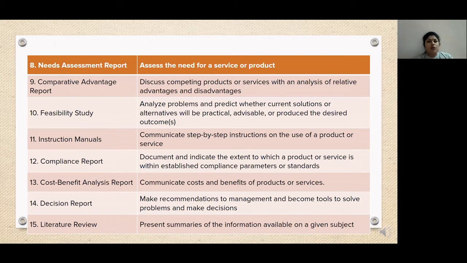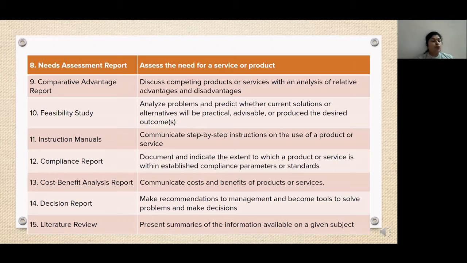We are going to compare those products, services, or companies on the basis of some advantages, disadvantages, or certain other parameters. We collect the data, analyze it on those parameters or factors, and then make a report that is known as a comparative analysis or comparative advantage report, showing which company or which service is better, which service is providing better opportunities, or these kinds of things. Okay, so I hope till now you are understanding what these reports communicate.